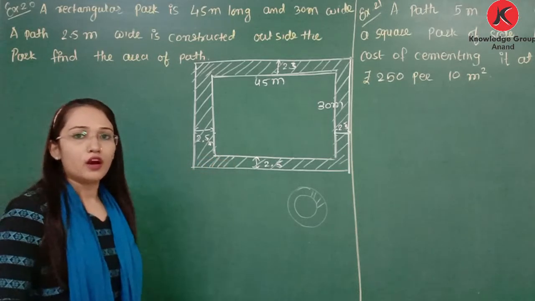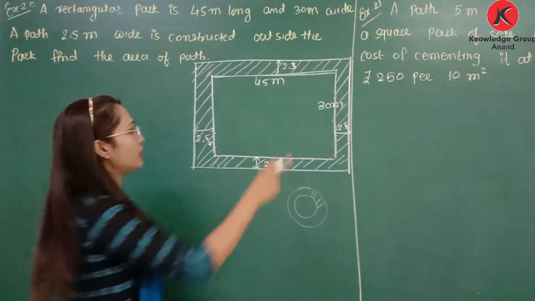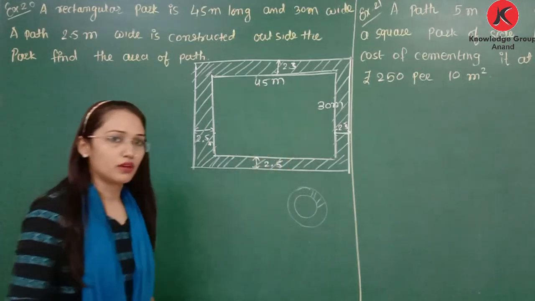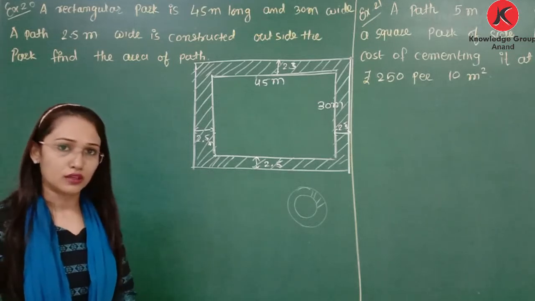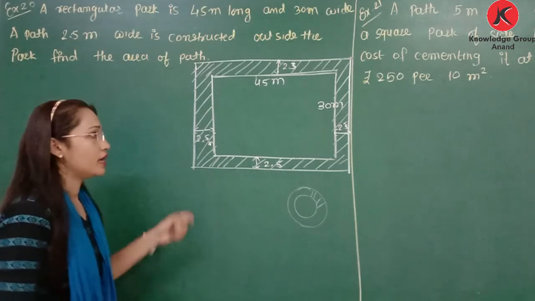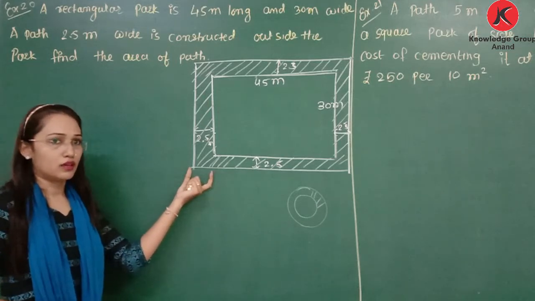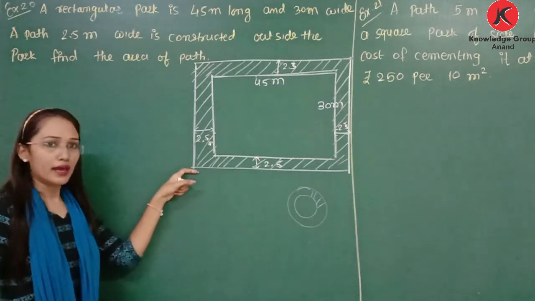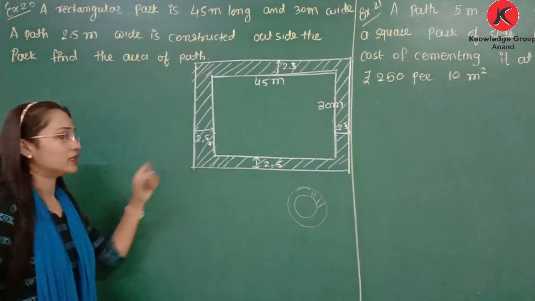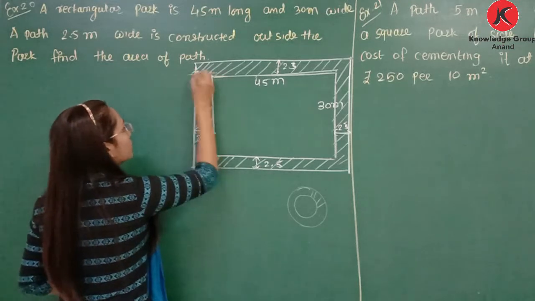Now to find the area of a rectangle, what do we need? We need a length and breadth. So for the inner rectangle, length and breadth is given. Now we need to find the length and breadth of the outer rectangle. So how can we find the length and breadth of the outer rectangle? Because it is not given. So let's find the length and breadth of the outer rectangle. Clear?